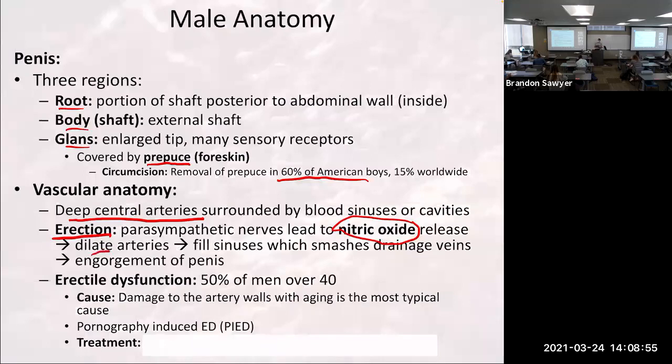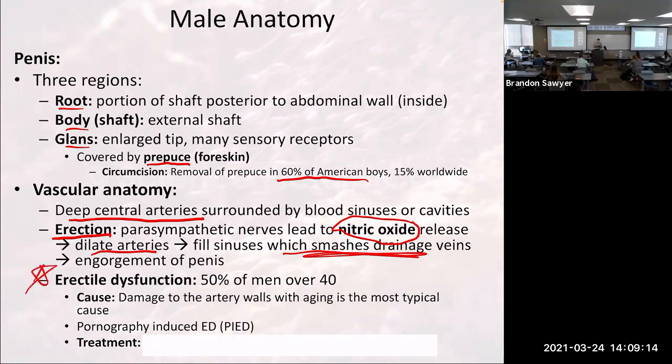So that dilates the arteries, and by doing that, that pushes blood into these big sinuses, which are like big veins. And as long as the arteries are still dilated, the blood is just stuck in there pretty much. And so that smashes down the drainage part of the veins, so the blood can't exit.